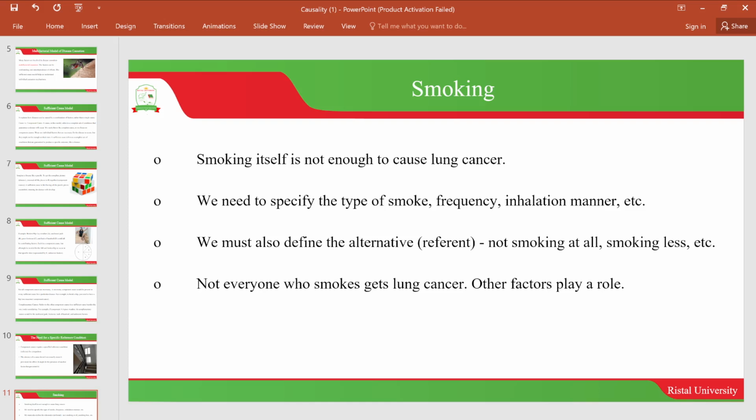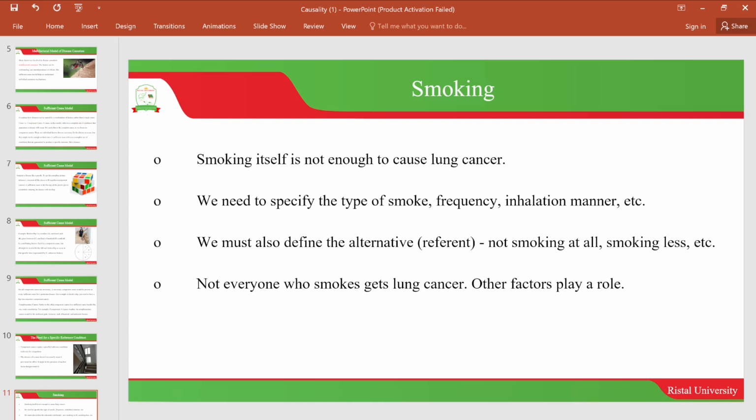For example, people who smoke this type of smoke have higher chances of getting this type of cancer compared to people who smoke another type. It could also be related to the frequency, how many cigarettes someone is smoking in a day, and whether that is correlating with the chances that they will actually get lung cancer. So these are things that you can really think about deeply. Also including how they actually inhale the smoke during the smoking.